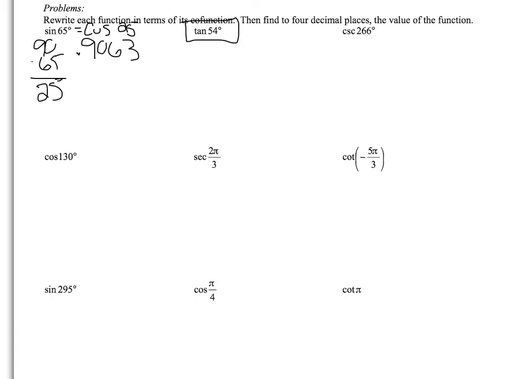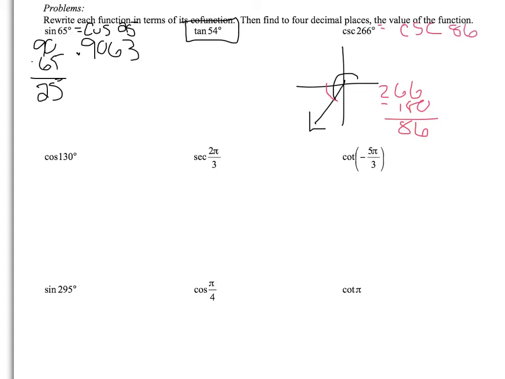Cosecant 266. Unfortunately, we're already over 90 degrees. When you're over 90 degrees, what you have to do is graph it. 266 degrees is in quadrant 3. You will find your reference angle. Reference angles from the previous lesson hit the line and the x-axis. In this case, it's where I drew the red. That red angle is going to equal 266 minus 180, which is 86. So I claim that cosecant 266 is equal to cosecant 86.